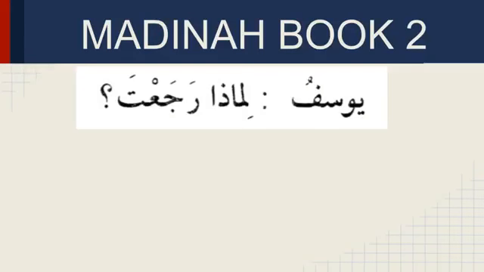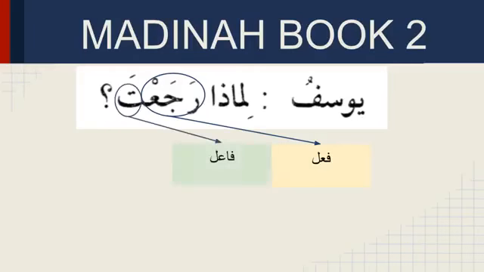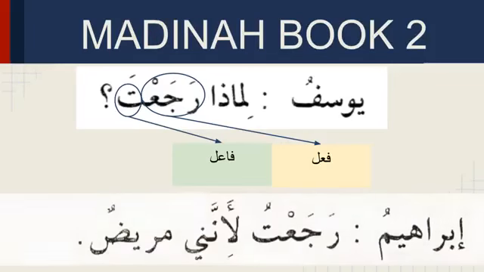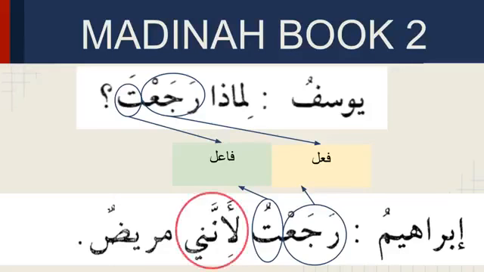it says limaza raja'ta. See, limaza. We have learned before in book 1 what maza means. So say maza fa'alt, maza katabta. So what are you doing? What are you writing? So if you put harf li and maza, it becomes limaza. So why did you return? Limaza raja'ta? Why did you return? So again, raja' is the fa'il and ta is anta, this is the fa'il. So Ibrahim says, raja'tu, I returned, li'annani. So raja' is fa'il, tu is fa'il. So what is li'annani?